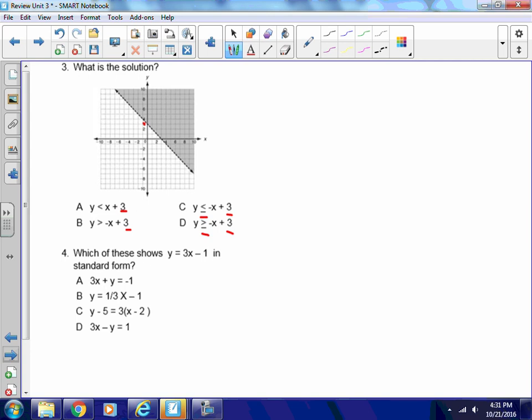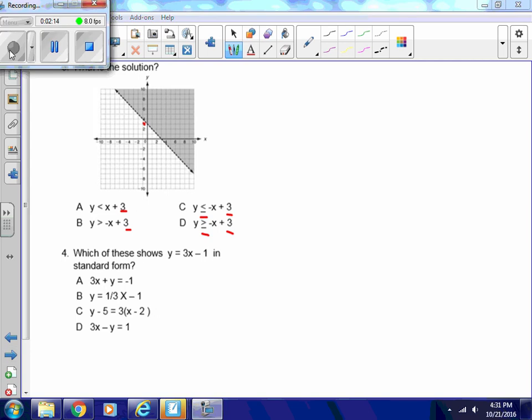One says that y is less than everything. The other says that y is greater than everything. Well, I know that when my graph is shaded above, y is greater. So I know my answer is this one. Also, this one has a negative slope, and this line is going downhill.